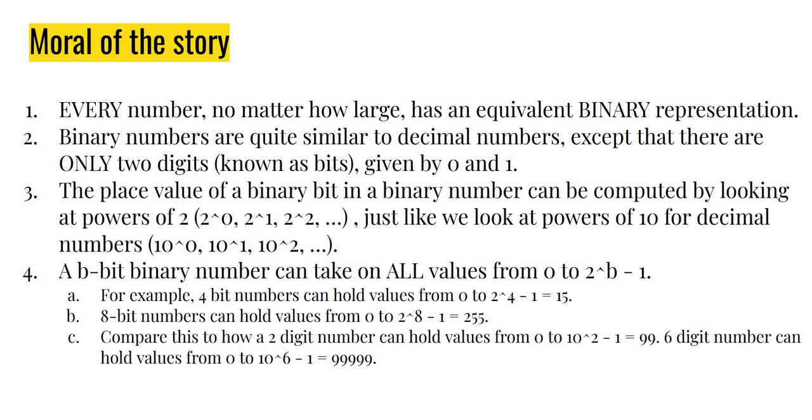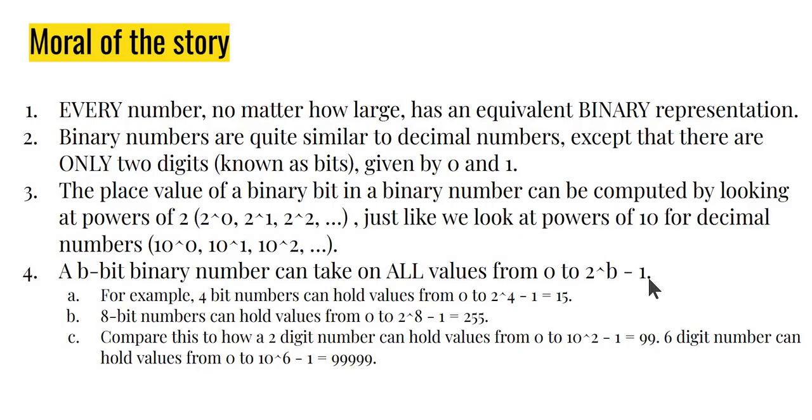The place value of a binary bit in a binary number can be computed by looking at the powers of 2, which means 2 to the power 0, 2 to the power 1, 2 to the power 2, and so on. Just like for the decimal case, it was powers of 10. So it was 10 to the power 0, 10 to the power 1, and so on. Now it's 2 to the power of 0. A b-bit binary number can take on all values between 0 to 2 to the power b minus 1.